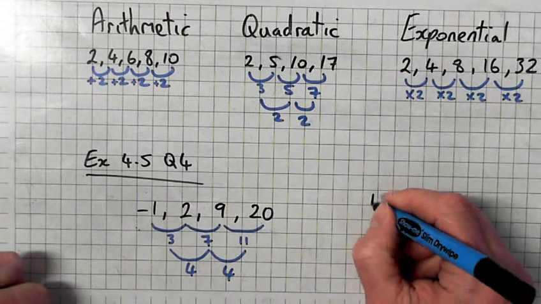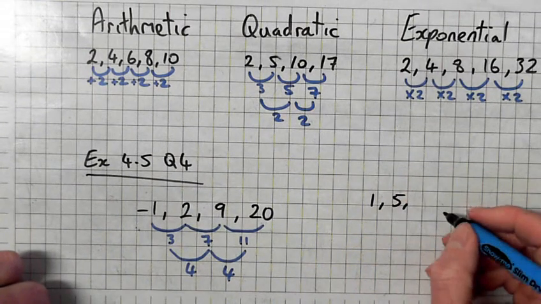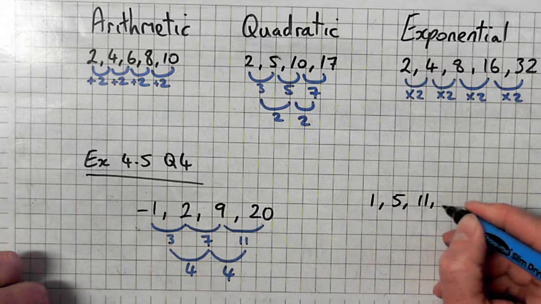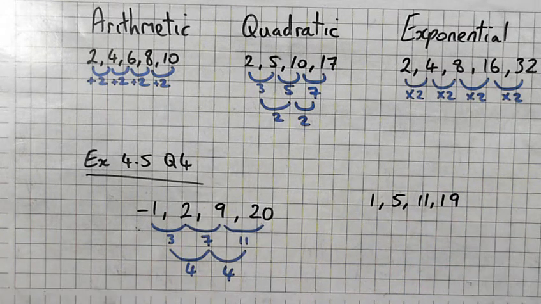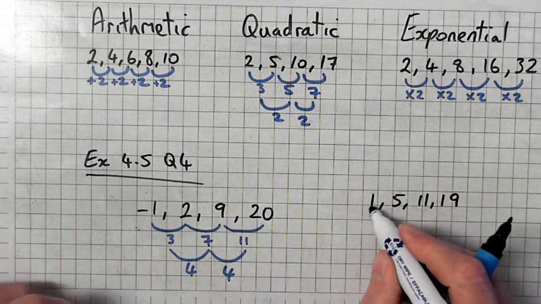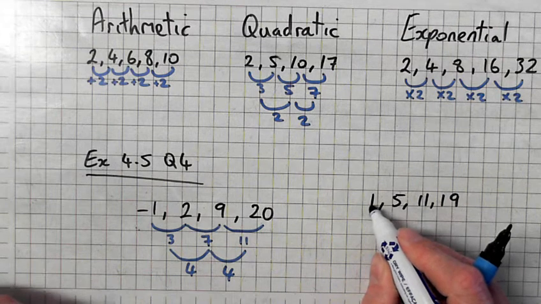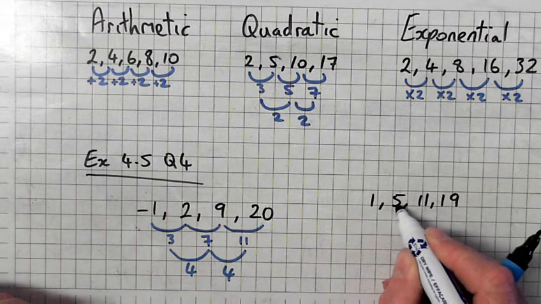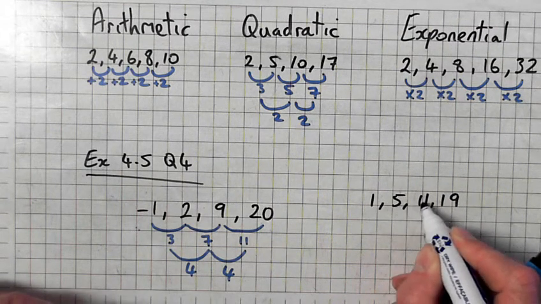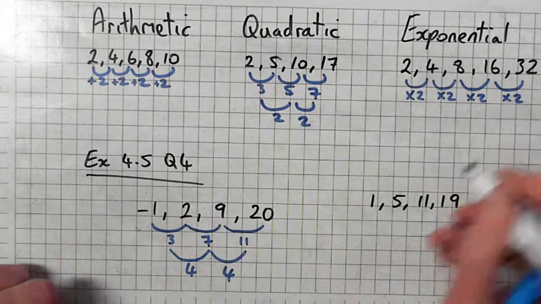Part 3: 1, 5, 11, 19. Doesn't look like I'm multiplying. 1 times 5 is 5. 5 times 5 is 25, so it's not exponential.